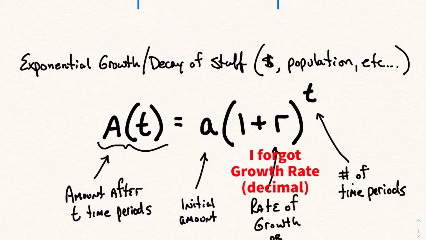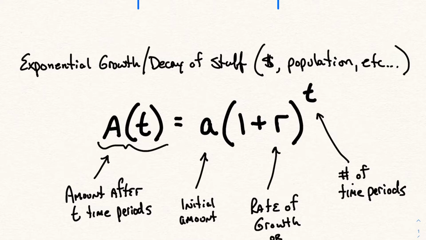And the final value, t, you could probably guess, stands for time, or the number of time periods. This doesn't always have to be minutes or seconds or hours or years. It can actually be some other kind of time interval. So that'll depend upon the question. Let's look at a couple questions to see how this is used and what it looks like.